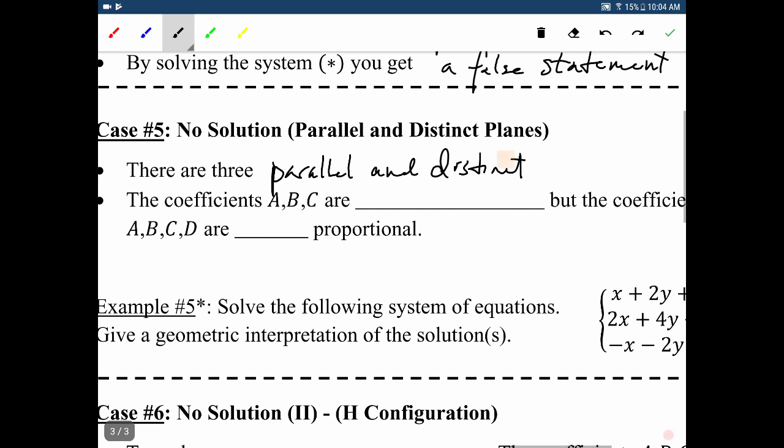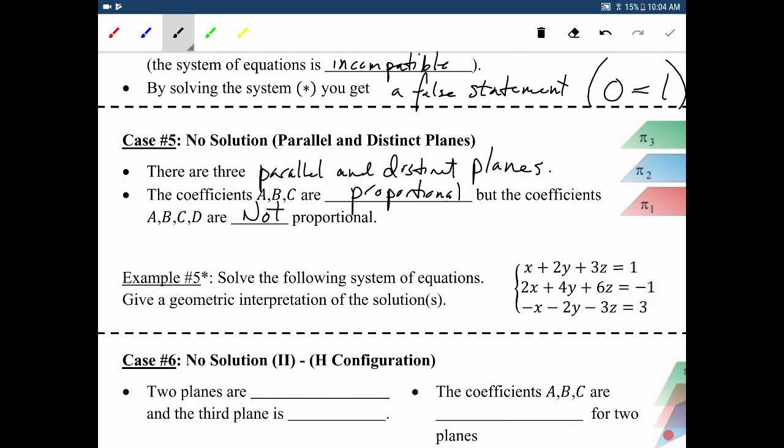I just dotted my C. All right. So the coefficients A, B, and C are proportional in this case. But the coefficients A, B, C, and D, if we include that D, they are not proportional. Okay? That D is what's throwing us off there. Okay? That constant at the end.